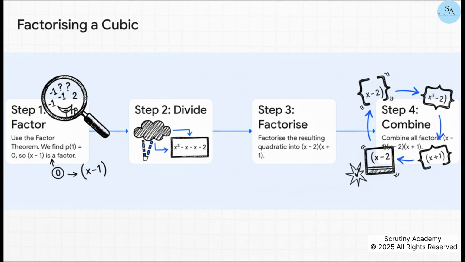Step 3, we're on home turf now. We just have to factor this quadratic, and that breaks down pretty easily into x minus 2 times x plus 1. And finally, step 4, we just combine all our pieces. The final answer is x minus 1, x minus 2, x plus 1. And just like that, puzzle solved.